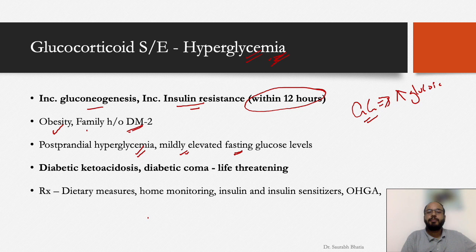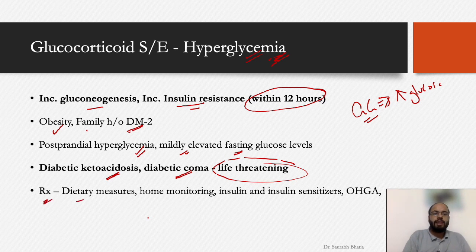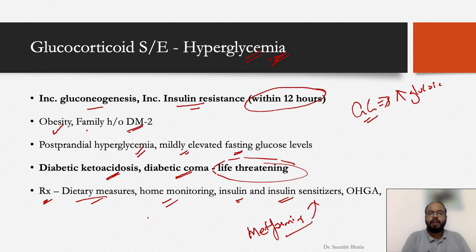If the glucose levels are prolonged high, it may lead to diabetic ketoacidosis or even diabetic coma, and these two conditions are life-threatening. So you have to be very much on the lookout for these conditions. Treatment is you just ask the patient to take a healthy diet, maybe a diabetic diet, home monitoring of blood sugars, insulin and insulin sensitizers. The most common that we use is metformin. Metformin also has an insulin sensitizing effect, along with oral hypoglycemic agents. Basically, manage the patient as if they have diabetes. Clear?